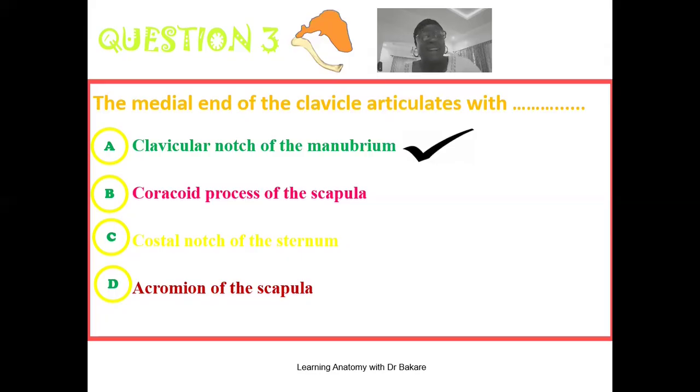We know that the clavicle is a modified long bone that has two ends. It is seen to have the sternal end and also the acromial end. The sternal end is the medial end, and it is through this end that it articulates with the clavicular notch of the manubrium. Hence, this is the correct option.